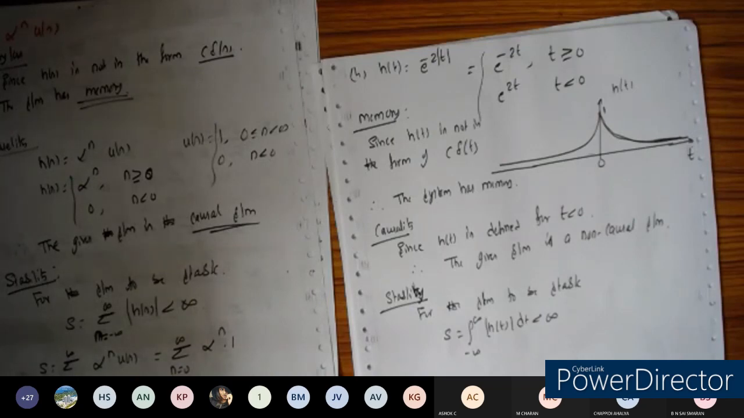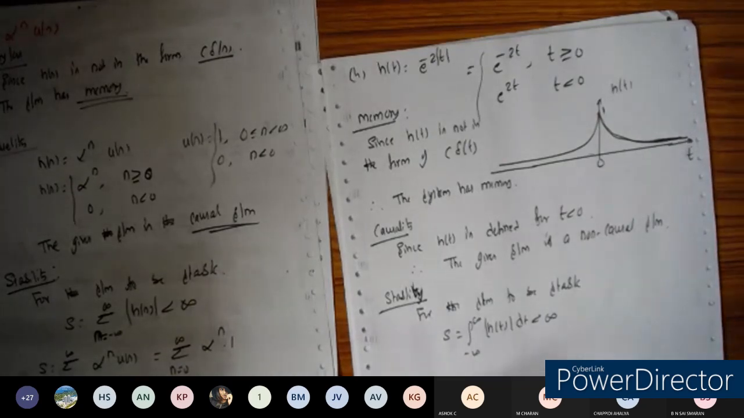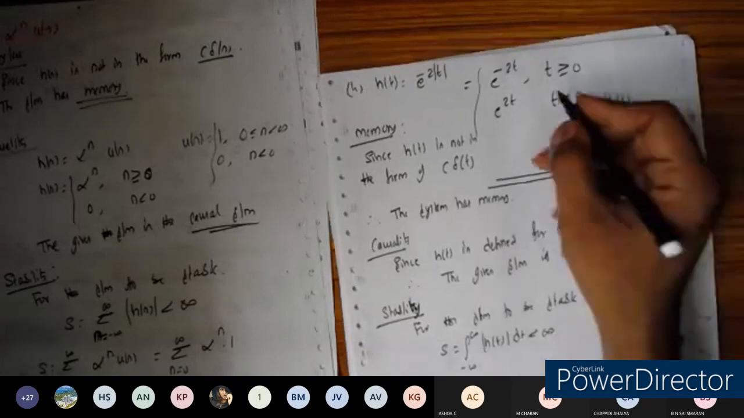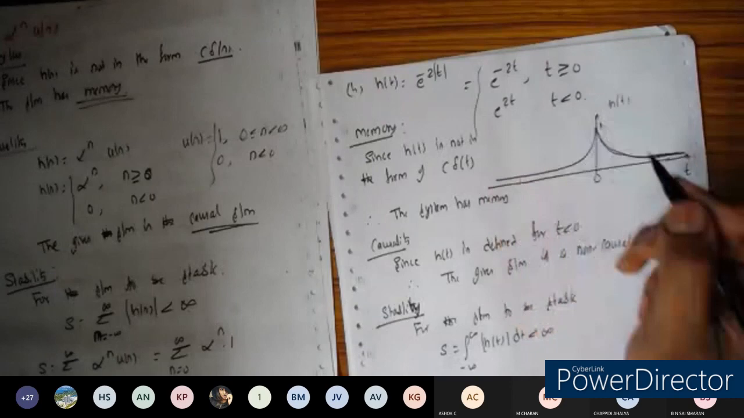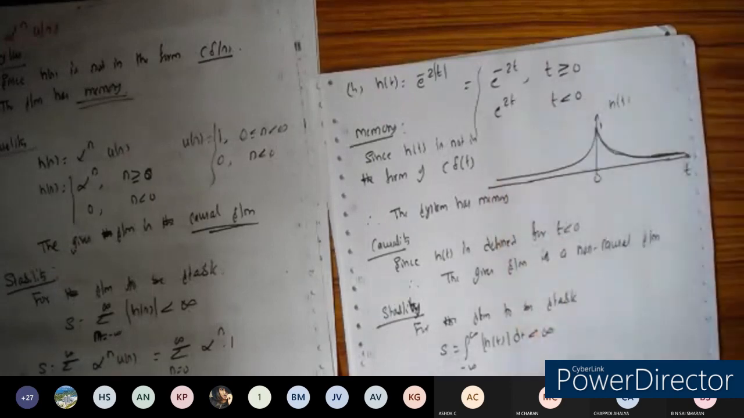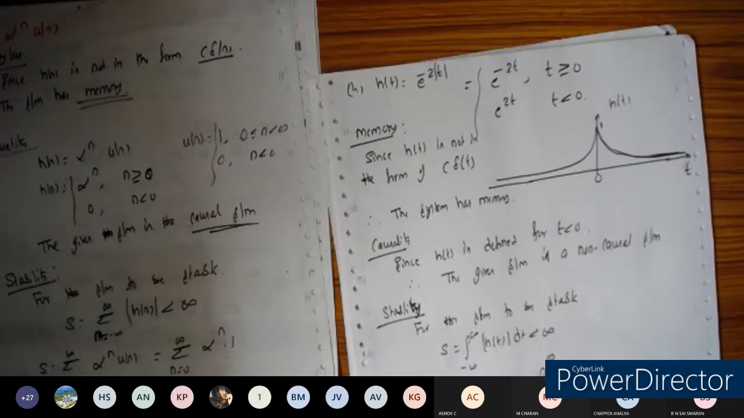Now let us verify the property here. For t less than 0, that is from minus infinity up to 0, this is the value, and from 0 to infinity, this is the value. So I'm going to split the integral into two parts. From minus infinity to 0, it is e to the power of 2t dt. And from 0 to infinity, it is e to the power of minus 2t dt. These are the values it will take for t less than 0 and t greater than 0.